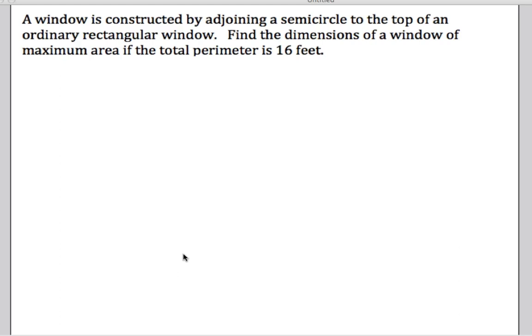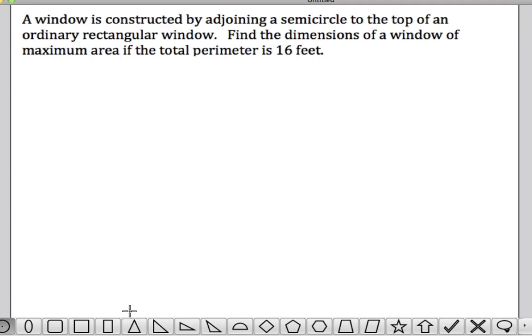Example on optimization. Not the easiest topic out there, but if you set up the equation, it should be good to go. I know that's harder done than it is said.